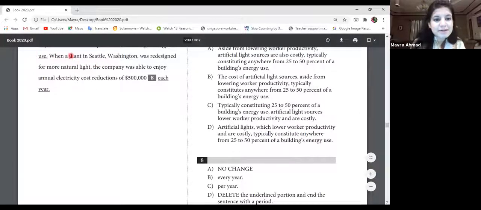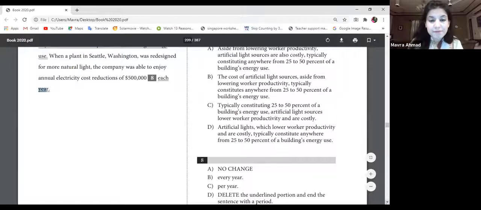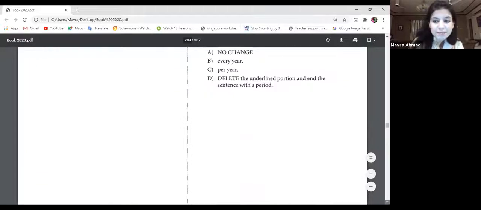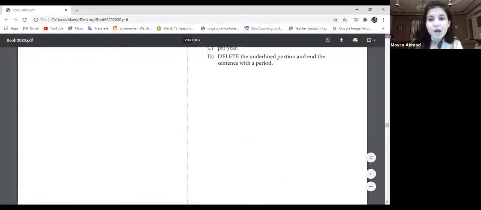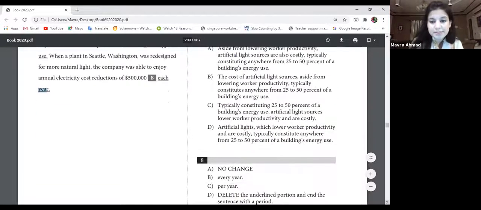When a plant in Seattle, Washington was redesigned for more natural light, the company was able to enjoy annual electricity cost reductions of $500,000 each year. अच्छा, अब ये तो पढ़ते ही पता चल गया कि the word annual is already mentioned over there. We don't need to mention each year. Once again, it's becoming overworded. We need to keep it concise, to the point. We do not need to make it overworded. We need to keep in mind economy of expression and the use of words sensibly.